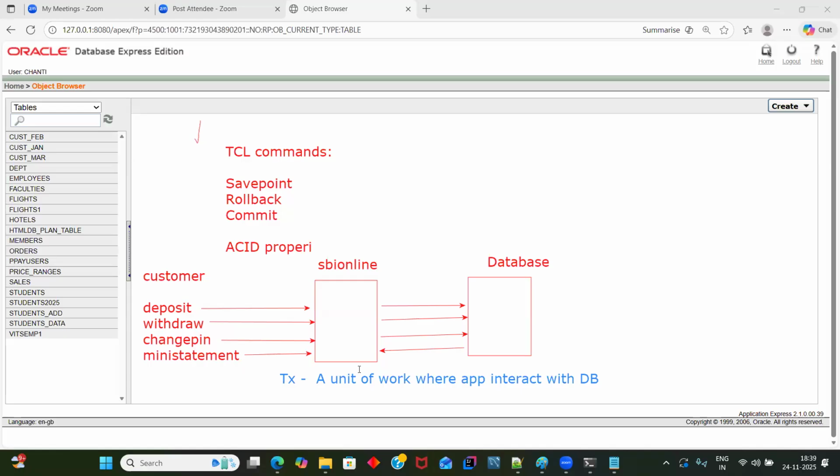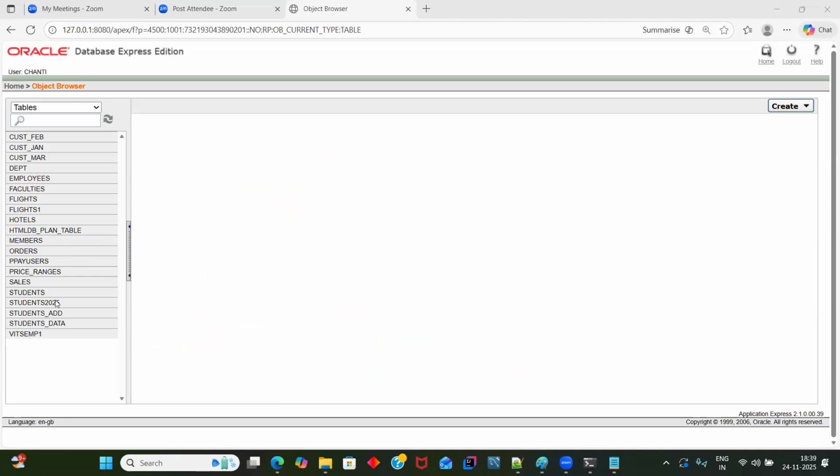Does that make sense, everyone? So far, do you understand what a transaction is? Can I get a quick confirmation in the chat, please? Everyone clear, right? What is a transaction? Okay, nice. So there are three commands: savepoint, rollback, and commit. Let's see, guys, when to use which one.